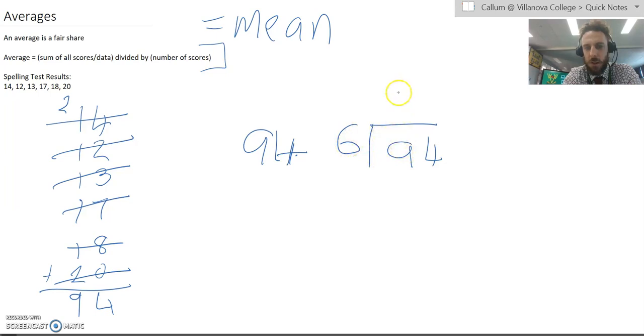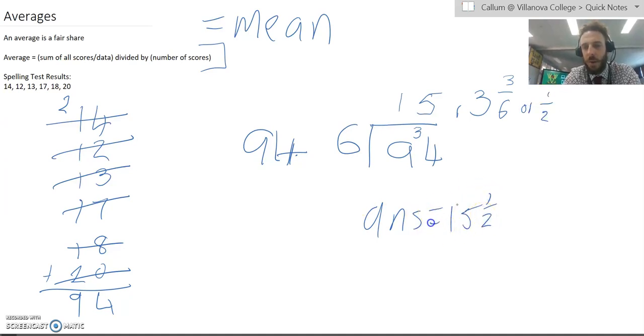6 will go into 9 once with 3 remainder. Put my remainder down here for short division. And 34 divided by 6, that's going to go 6 6s are 36, 6 5s are 30, so 5 remainder 4. Obviously I can show that remainder as 3 over 6, and I can simplify that to 1/2. So my answer is 15 and 1/2, or I can be clever and write it as 15.5. So that means the average score that all of these people got on the spelling test is 15.5.